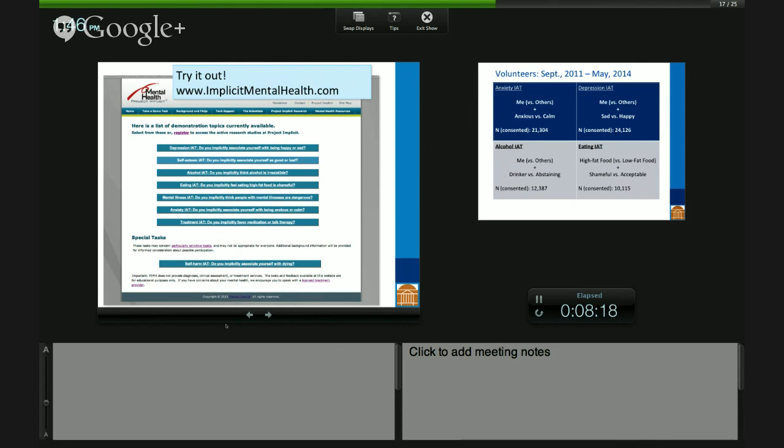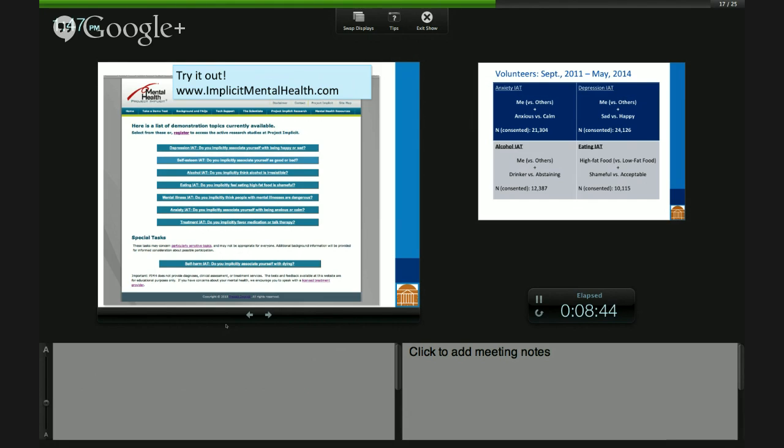And we have lots of different tasks up there tied to many different mental health domains. So depression, self-esteem, alcohol concerns, eating disorder concerns, stigma of mental illness, anxiety, attitudes towards treatment, self-harm and suicide implicit associations. And people can go and pick what they want to try and learn about their own associations, and we give them feedback about their scores on these measures, so they get some learning as well.